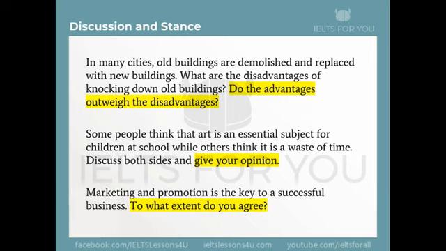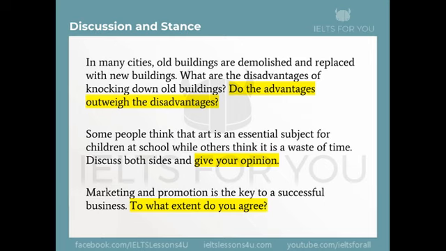In many cities, old buildings are demolished and replaced with new buildings. What are the disadvantages of knocking down old buildings? Do the advantages outweigh the disadvantages? This prompt is asking for your opinion. Advantages, disadvantages? But what is your opinion? Which side is stronger?